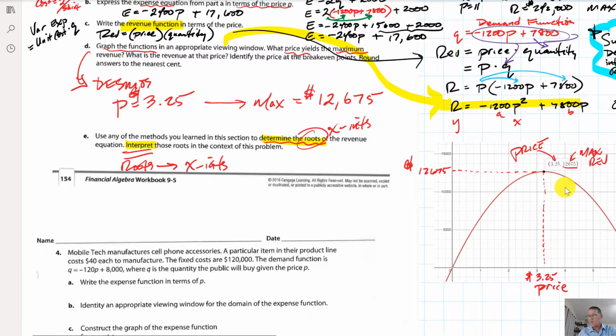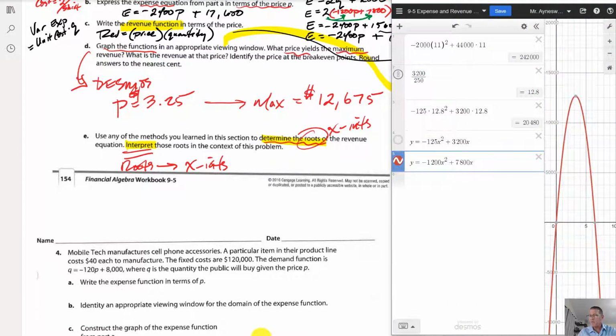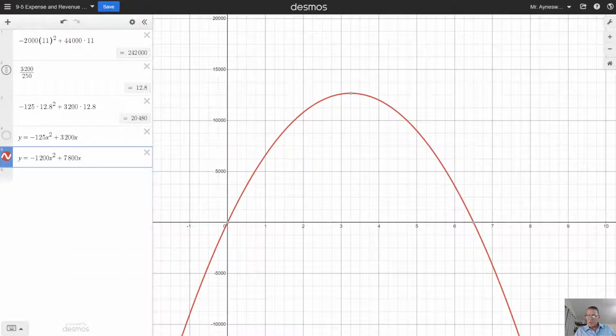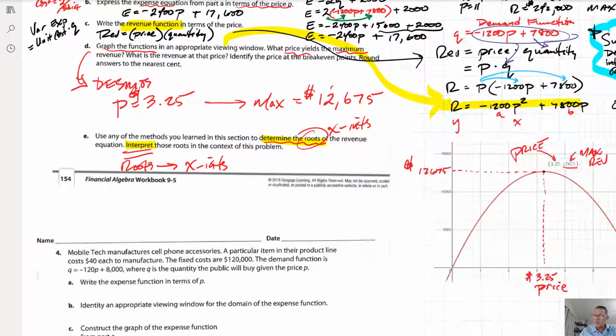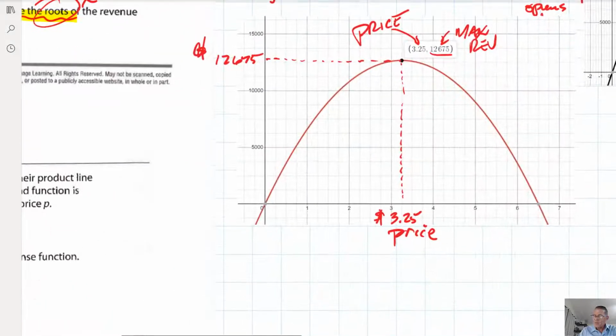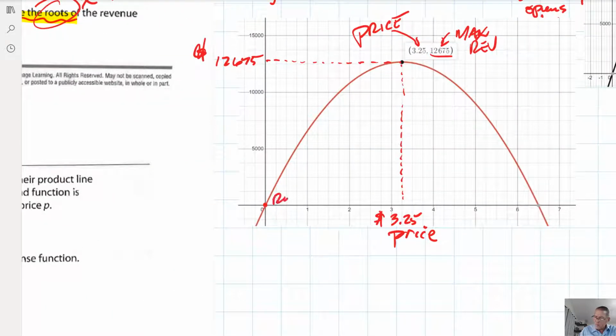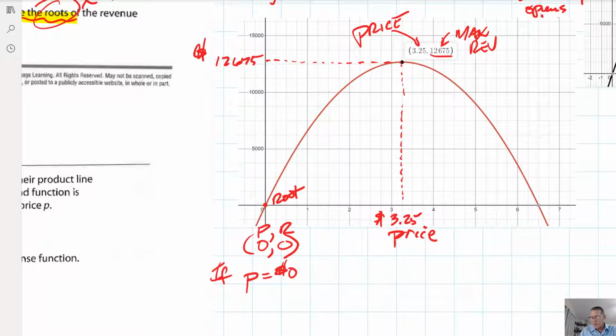You click on the first x-intercept at (0, 0). You click on the next intercept, and that's at (6.5, 0). So let's go back to our graph here and annotate. Here's the first root, at (0, 0). The way you interpret that is P, R, always P, R. If price is set at $0, then the revenue is $0. There's your interpretation in terms of the context of the problem.